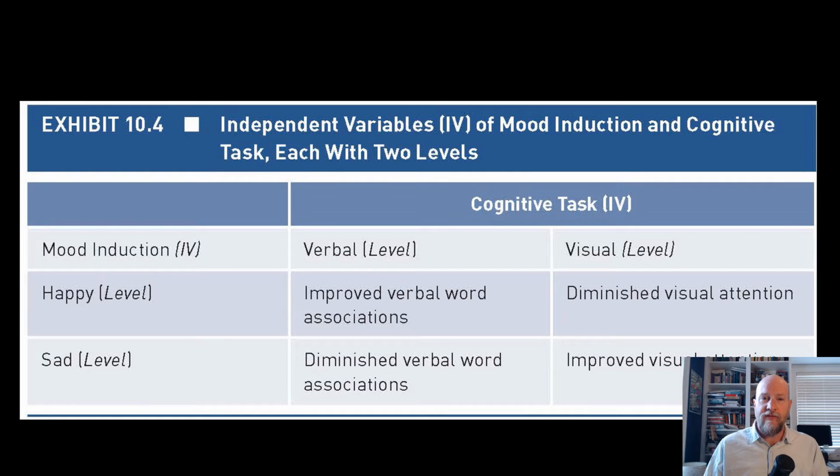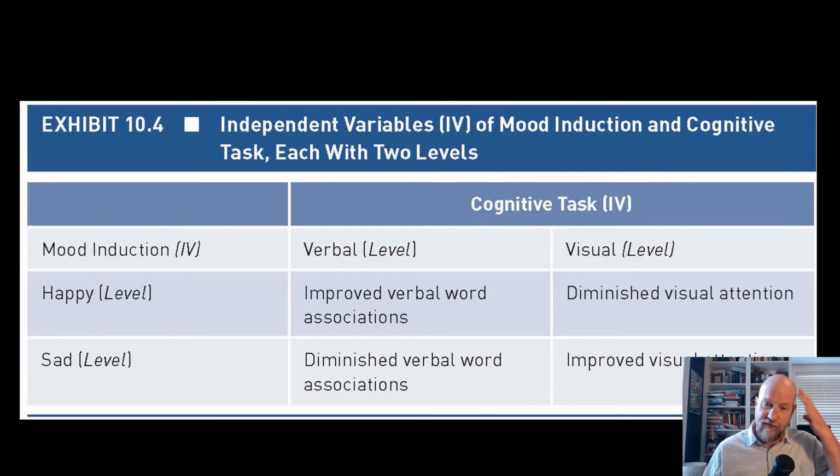So this is what they found in this study. Basically, these are their two independent variables: mood induction and cognitive task, right? Mood induction is basically where you utilize a technique to try and bring about some semblance of this emotion within the subject before they then go on with the task. So if you are induced to be happy, for example, you did better on verbal word associations.